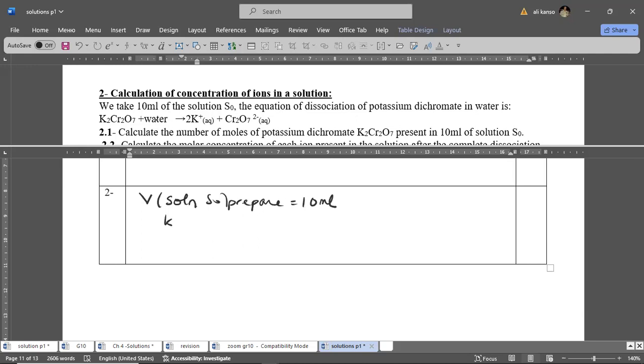And he also gave us the ionization of this compound in water, H2O. It gives 2K+ and Cr2O7 2-. Calculate the number of mole present in 10 milliliter of this solution.